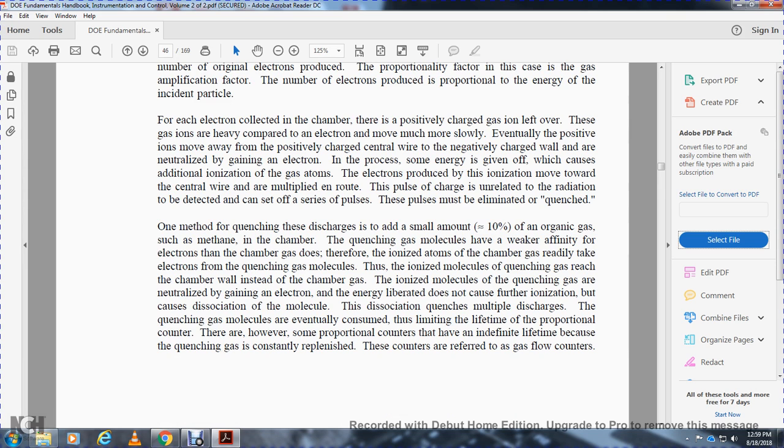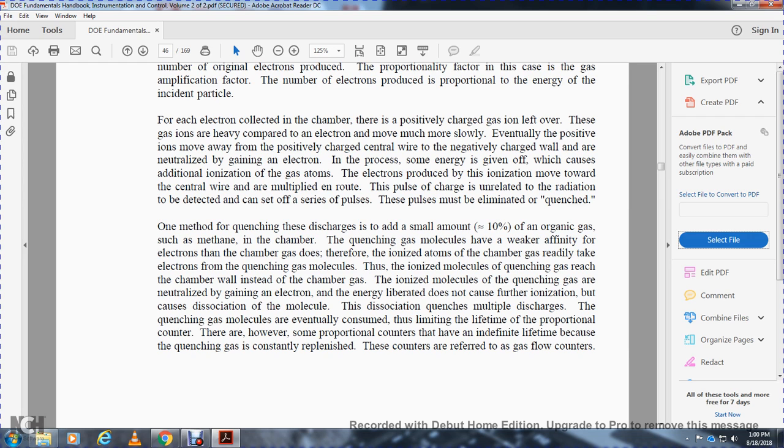The energy given off can cause additional ionization of gas atoms. The electrons produced by the ionization move toward the central wire and are multiplied en route, so the pulse charge is multiplied. Unrelated radiation could set off another series of pulses, so the pulse must be eliminated, or quenched.